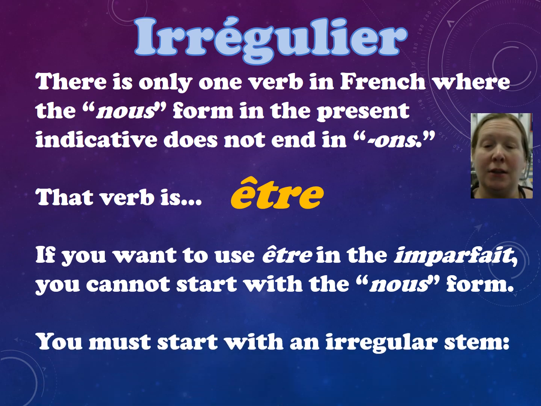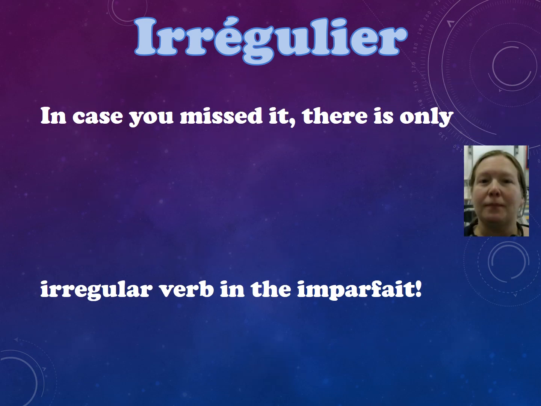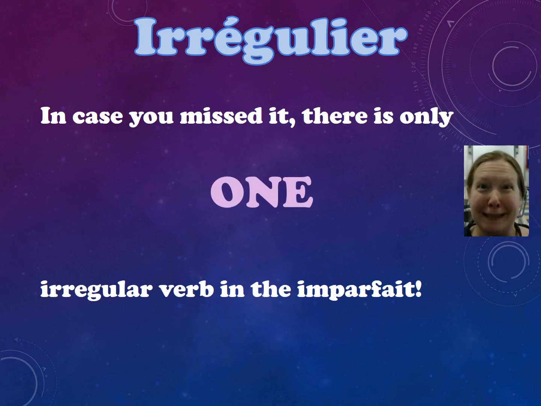Instead, you're going to start with an irregular stem, and that stem is e accent aigu te. So you're going to see 8 here. In case you missed it, there's only one irregular verb in the imparfait. That is super exciting because remember how many irregular verbs we have learned in the présent? There are tons. And the passé composé also has a bunch of irregular past participles. But for the imparfait, there's only one verb that you have to worry about, and that verb is être.